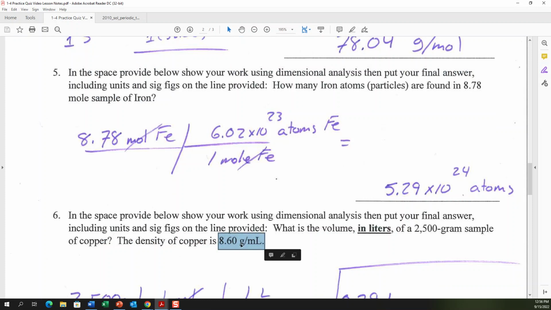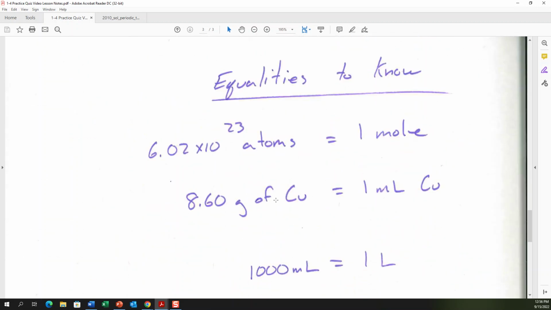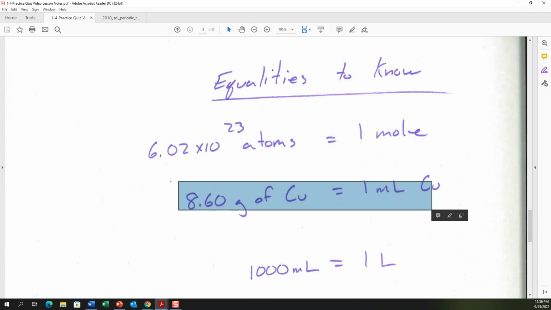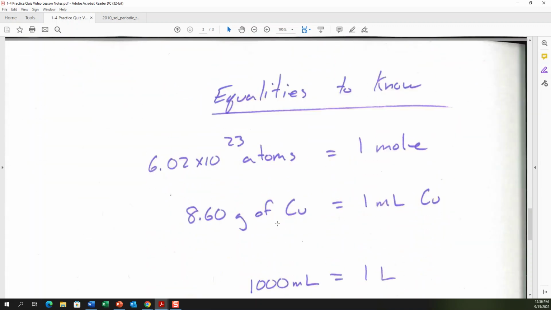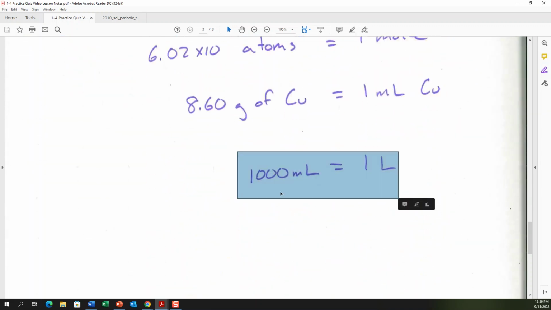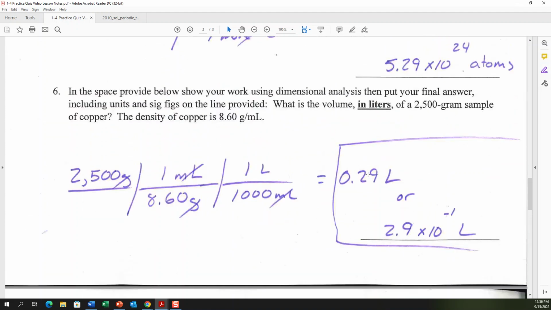We can say 8.6 grams of copper equals 1 milliliter of copper, but then we could make that into two conversion factors. We could say 8.6 grams of copper over 1 milliliter of copper, or 1 milliliter of copper over 8.6 grams, either one, just depending on what the question's asking about, okay? And then the other equality I need to know is how to convert liters to milliliters. You got to know that there's 1,000 milliliters in 1 liter, right?